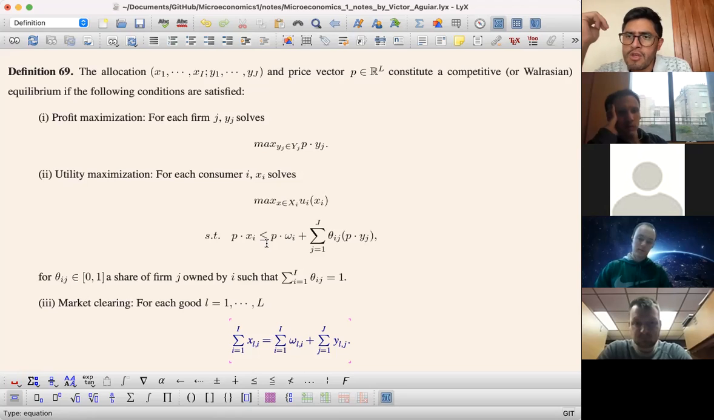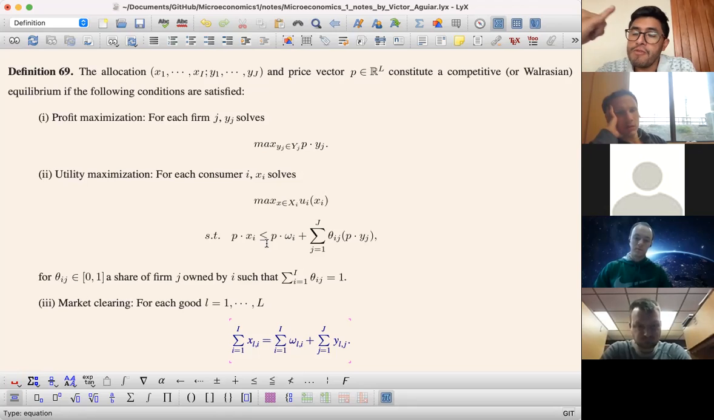I'm going to be talking a little bit more about what follows, but right now you get the definition, right? So mathematically, a Walrasian equilibrium is essentially an economic allocation and a price vector that satisfies these three conditions, right? Profit maximization, preference maximization, and market clearing. Okay.